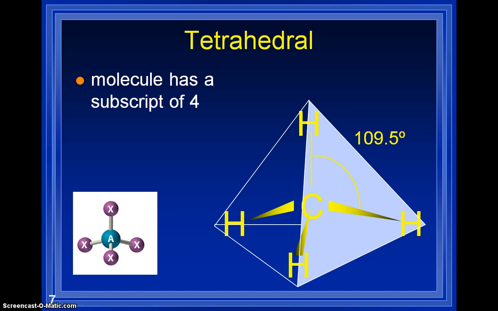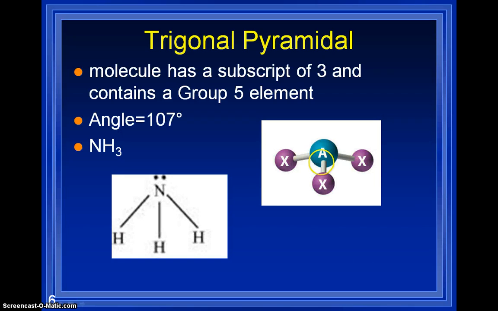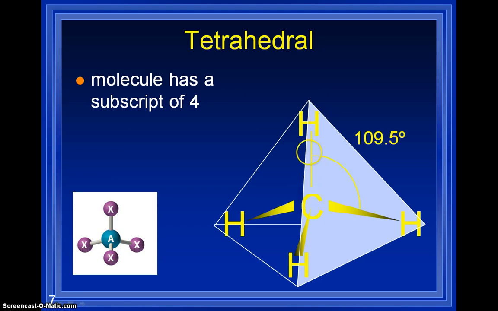Then the last kind is tetrahedral. If you see a formula with a subscript of 4, you can consider it tetrahedral. A tetrahedral is a lot like the trigonal pyramidal we looked at above. It creates a pyramid on the bottom, but it also has an element coming up off the top of the central atom. So you can see here there's 1, and then 2, 3, 4, with these 3 forming the triangular base. This is tetrahedral, and the bond angle for tetrahedral is 109.5 degrees.